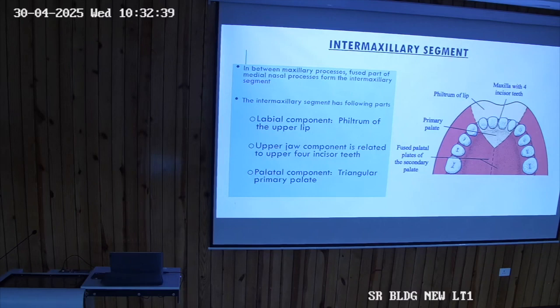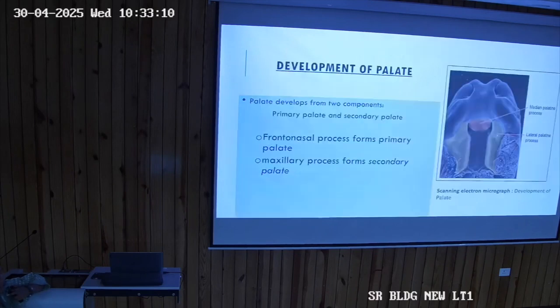I told you I'll show you the intermaxillary picture afterwards. So this is the intermaxillary part, which is derived from the medial nasal process, the one marked in yellow color. It is going to form the labial component or the philtrum of the lip, the upper part of the jaw having 4 incisors, and the palatal component or the premaxilla part of the maxilla. This is the primary palate, which is formed by the fusion of medial nasal process.